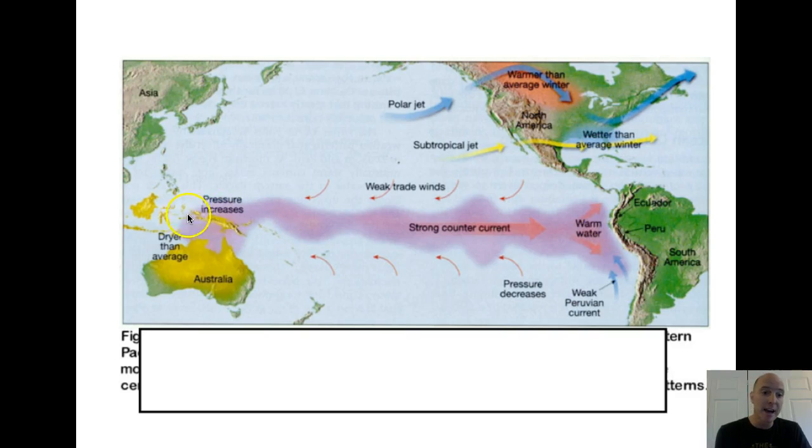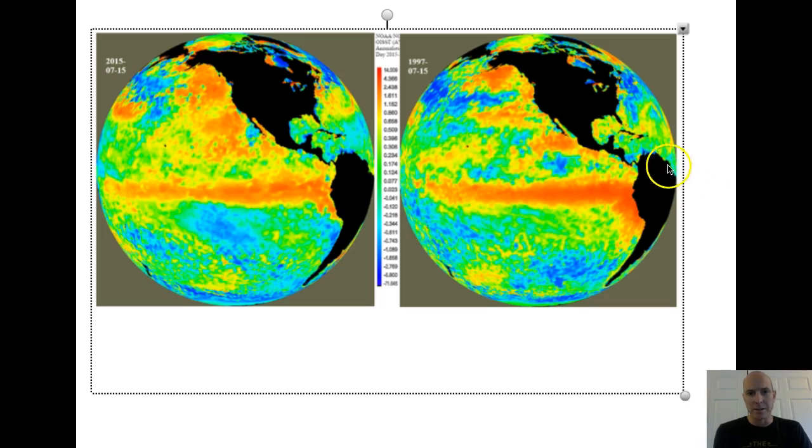And then on the flip side, over here in Australia and Indonesia, they're getting drought. So it just kind of flips everything. And it affects us too. Hopefully it'll be for the positive, since we really need the precipitation.